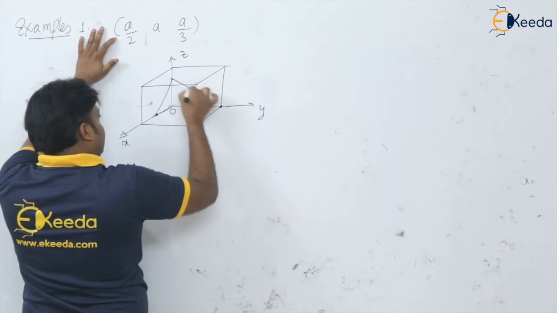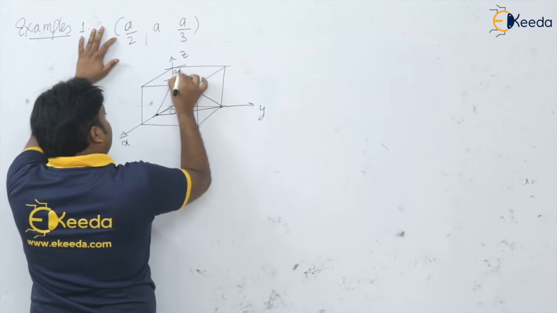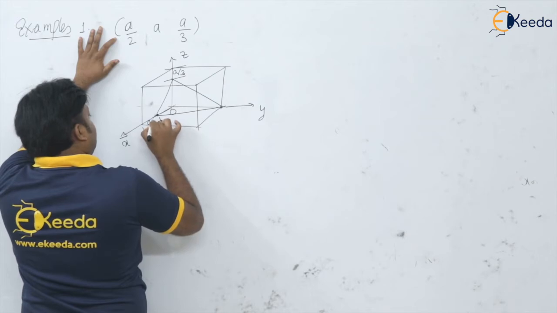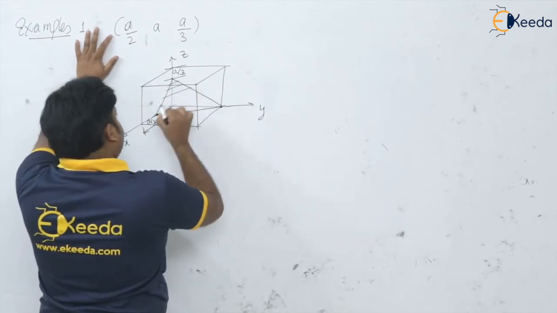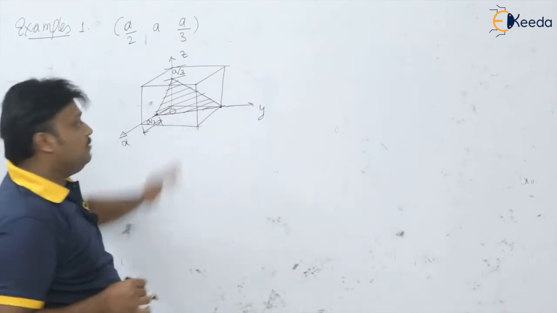This is the plane given. And this distance is given, A by 3. This distance is given, A by 2. Okay, so this is the plane, and for that we are going to find the Miller indices.